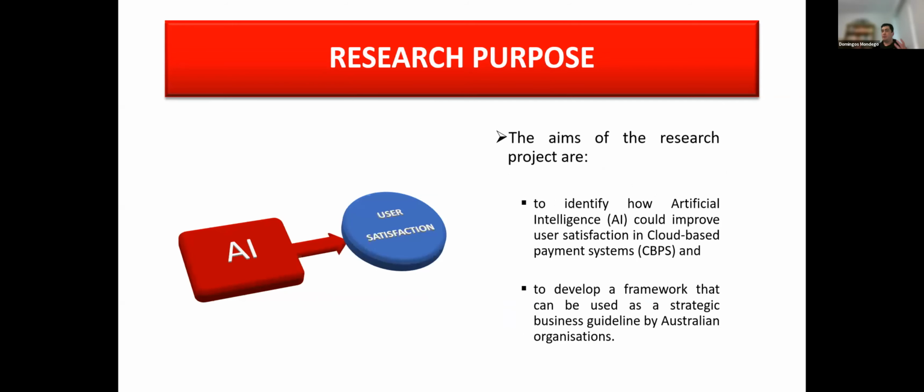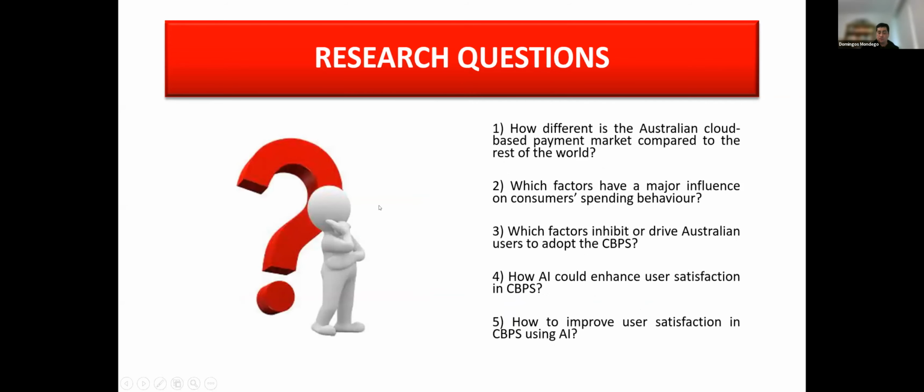So the aims of my research project are to identify how artificial intelligence could improve user satisfaction in cloud-based payment systems, or CBPS, and to develop a framework that can be used as a strategic business guideline by organizations. Also, the aim of my study is to answer these research questions by comparing and contrasting different services around the world, investigating and analyzing consumers' spending behavior, and finally presenting a guideline for all organizations involved in the CBPS in Australia.